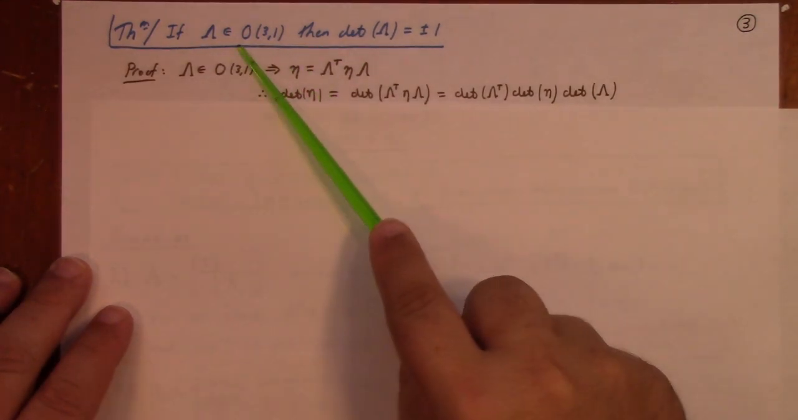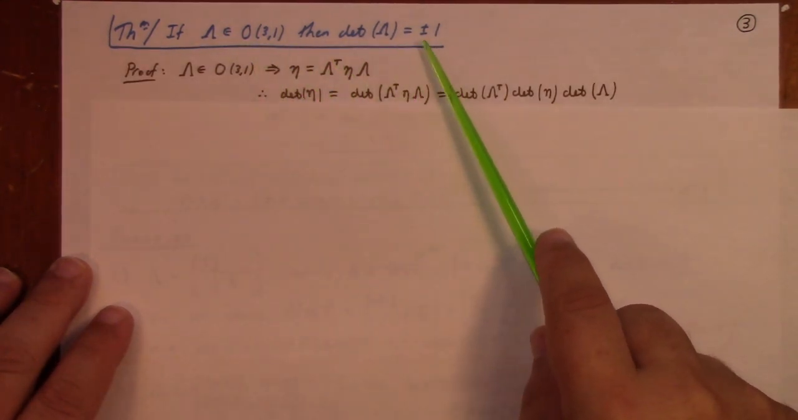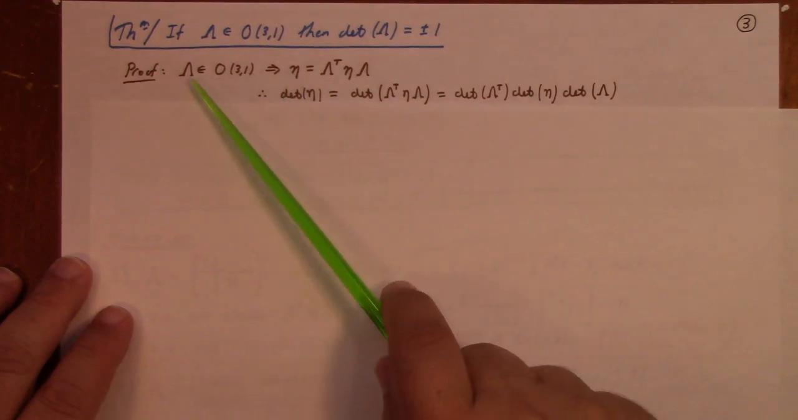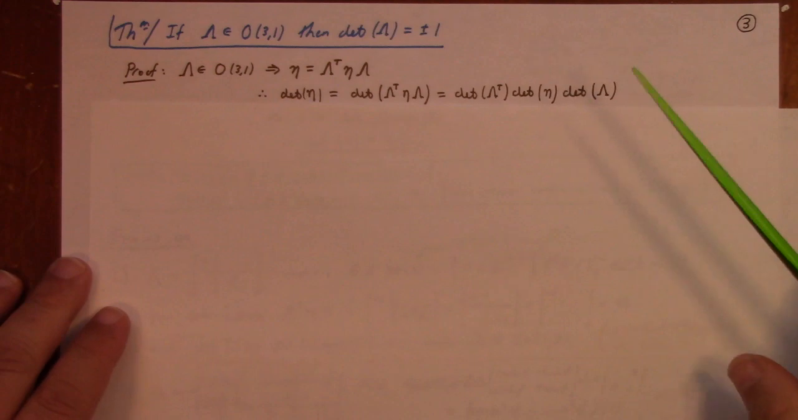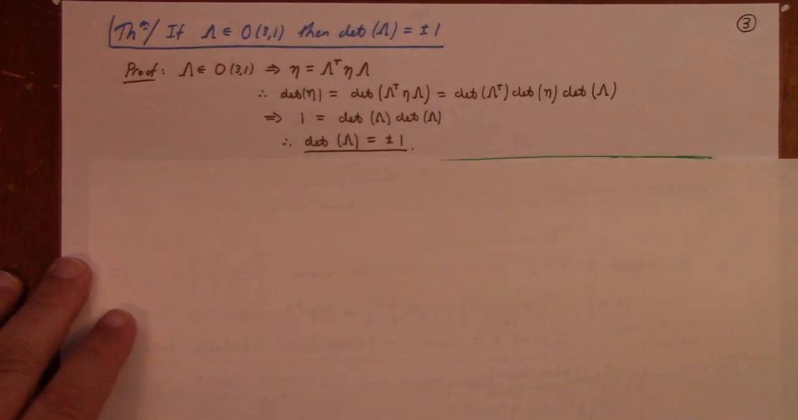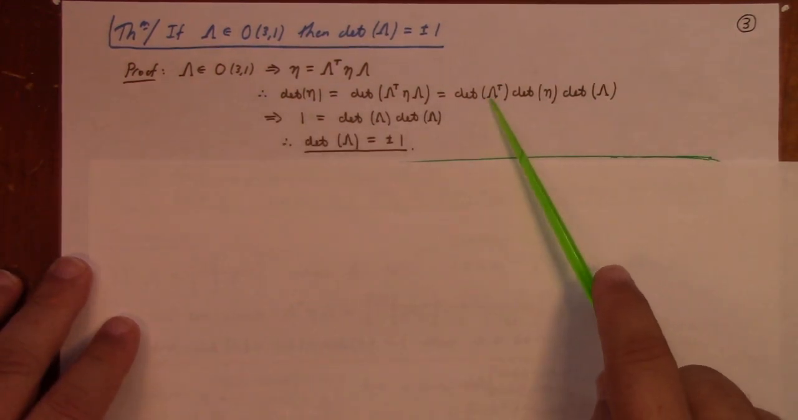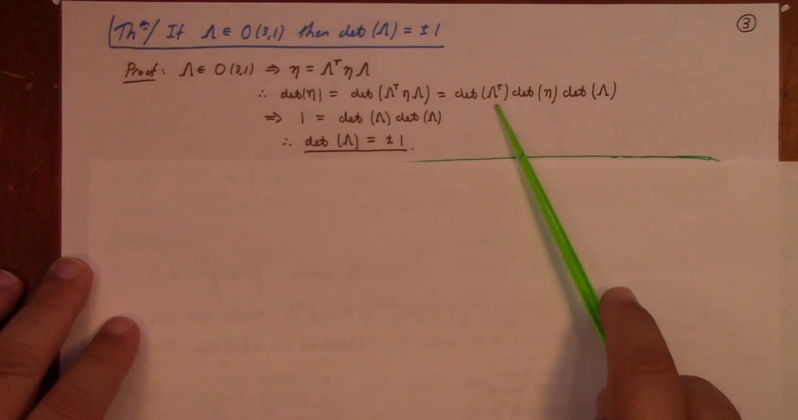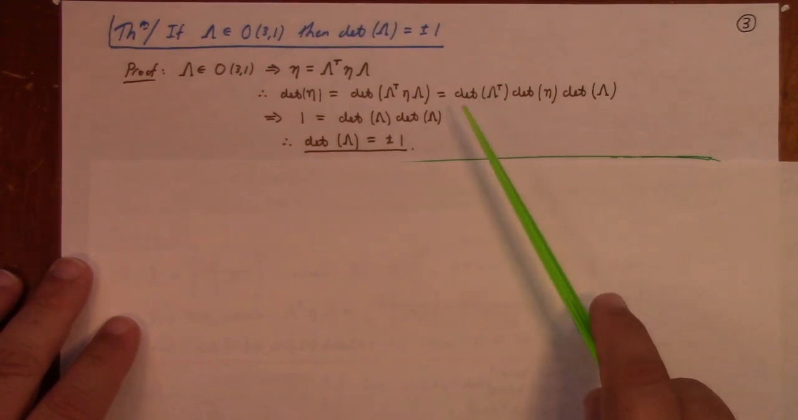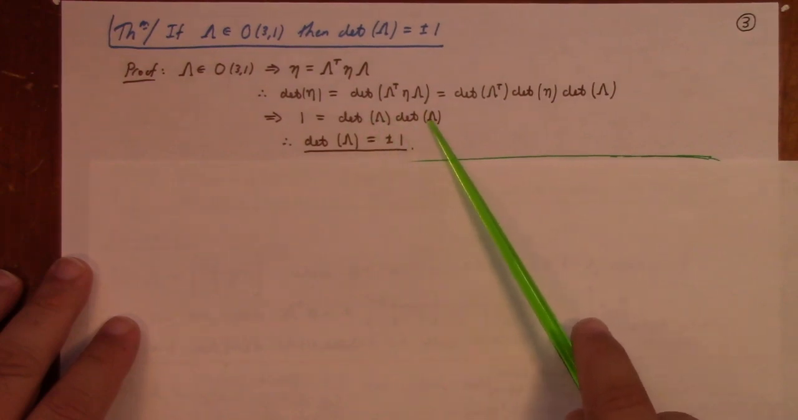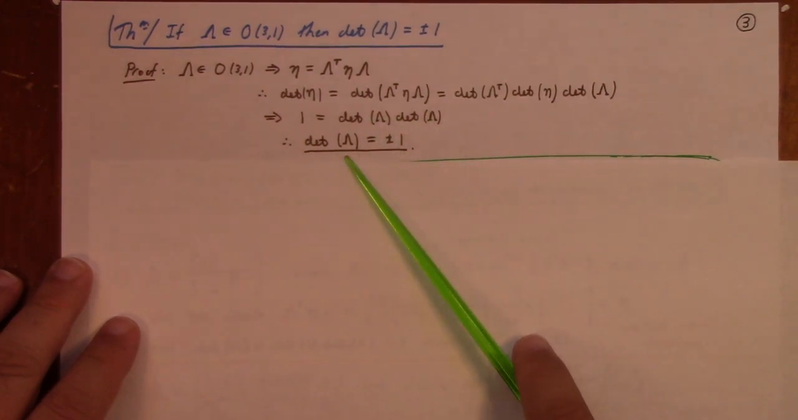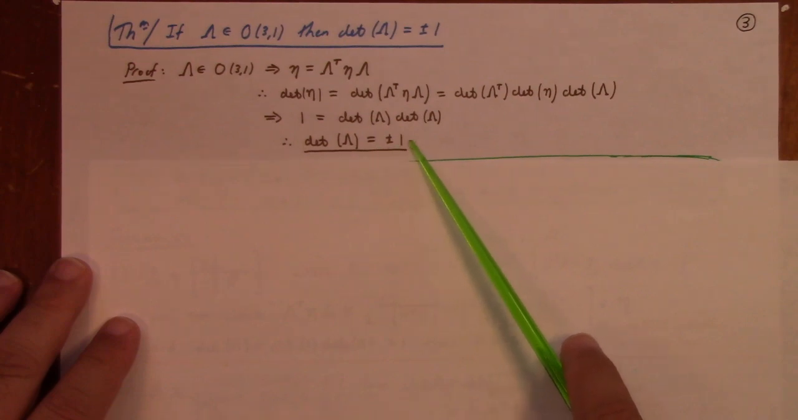If you have a Lorentz transformation, its determinant is plus or minus 1. So basically you just take the determinant of the defining condition and use properties of the determinant. Since the determinant of a product is the product of the determinants, and since the determinant of a transpose is the determinant of the matrix, we quickly get to 1 is equal to the determinant of lambda squared. And if that's the case, it must be that the determinant of lambda is plus or minus 1, since it's a real number.